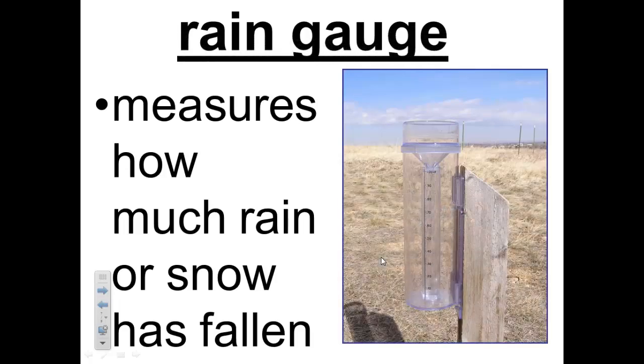A rain gauge measures how much rain has fallen. The top of the rain gauge may be wider than the bottom. This allows the rain gauge to catch more rain when a small amount falls. It also makes measuring small amounts of rain easier.